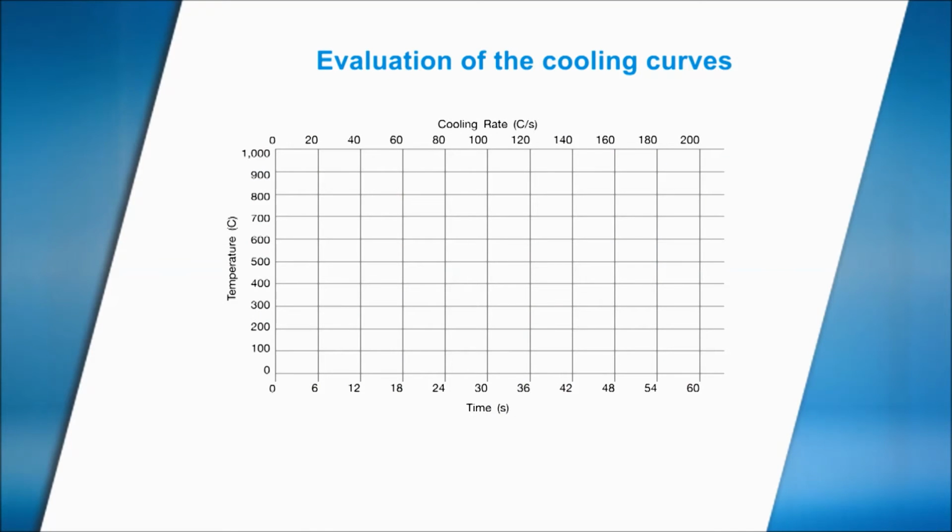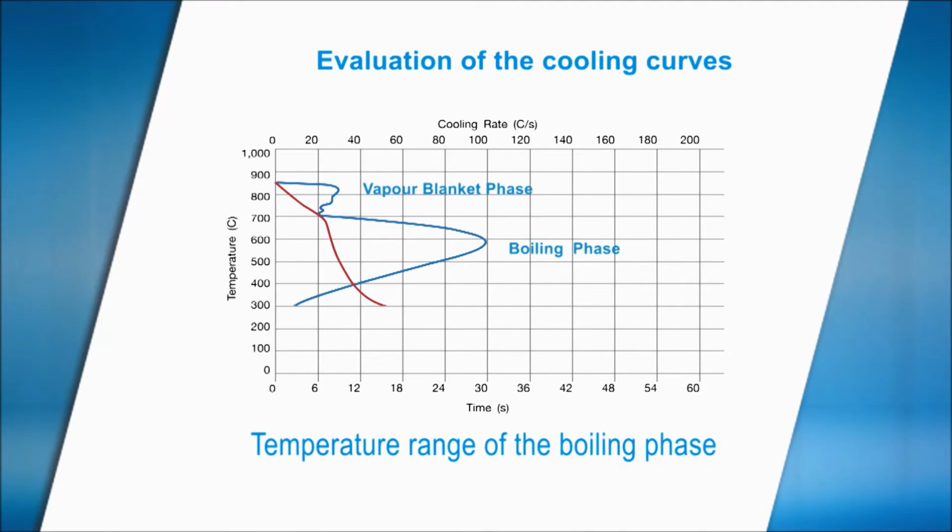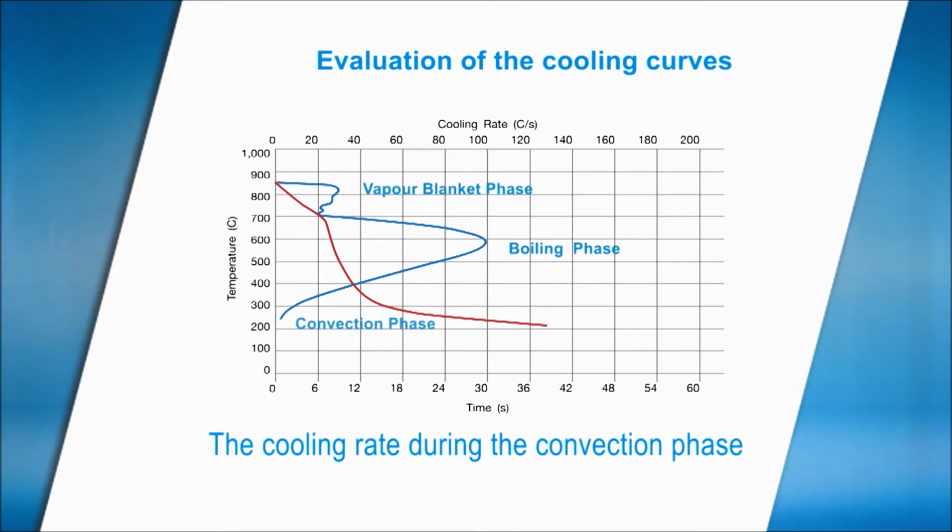Well, for evaluation of the cooling curves, the following points are therefore important: duration of the vapor blanket phase, temperature range of the boiling phase, the cooling rate during the convection phase, and the temperature at which it begins.